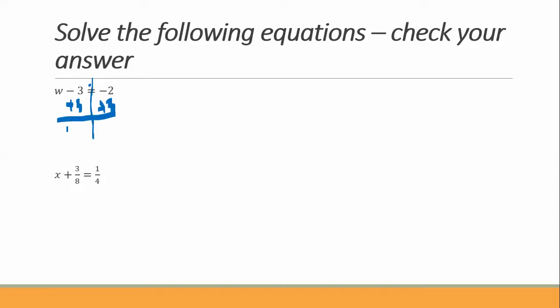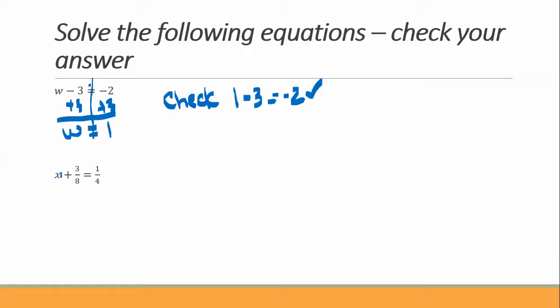When we add 3 to both sides, negative 3 plus 3 is 0, so we have w, and this stays an equal sign, and then we have w equals 1. Negative 2 plus 3 is positive 1. So let's check our answer. We have 1 minus 3 equals negative 2. So that checks out because we put 1 in for w.